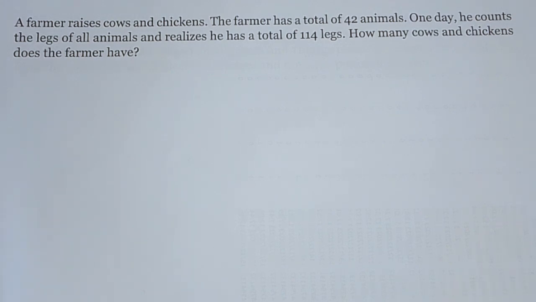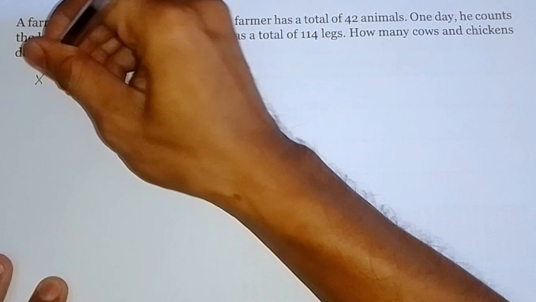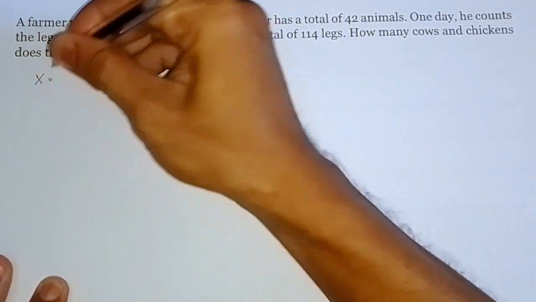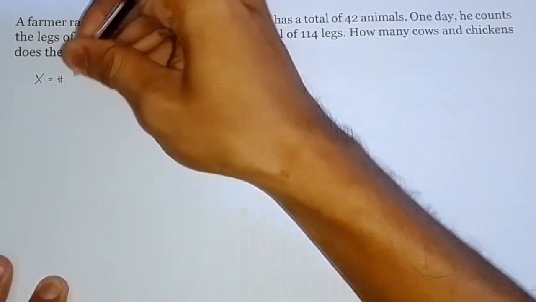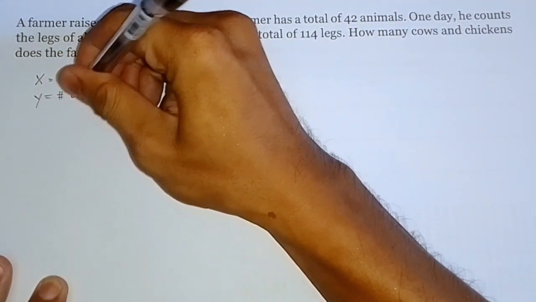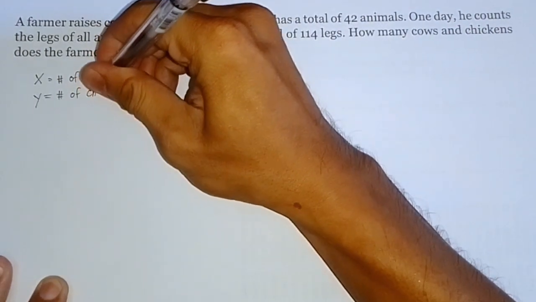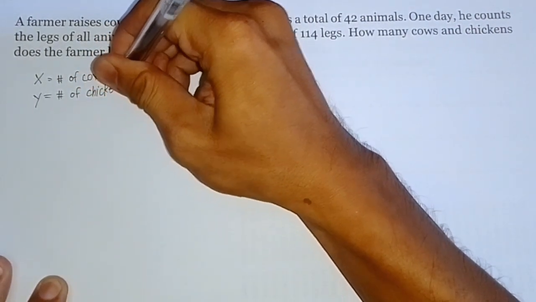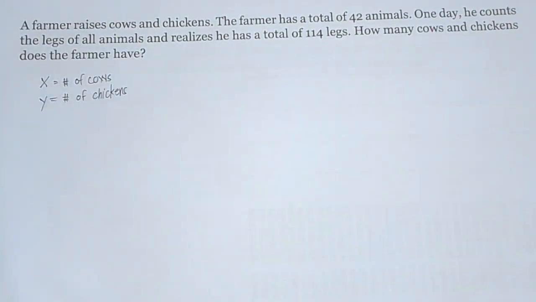We can actually use any letters if you want. You can use A and B, you can use M and N, but for this example, I'm going to use X and Y. So let X be the number of cows, and let Y be the number of chickens. And now let's read again the problem.